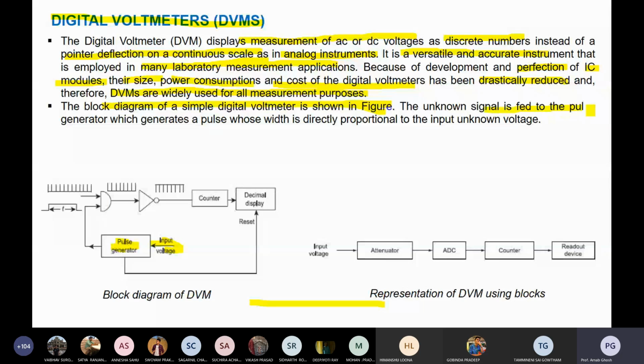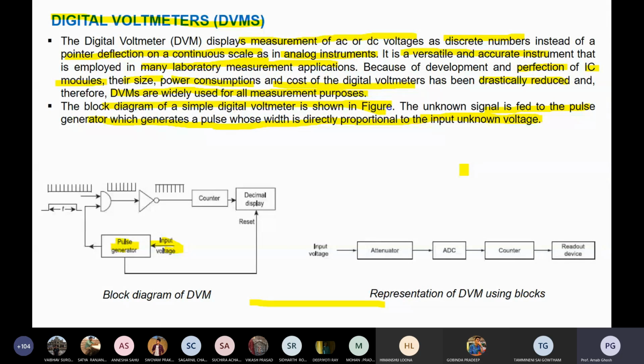The unknown signal is fed to the pulse generator, which generates a pulse whose width is directly proportional to the input unknown voltage. Here you can see that in digital meters, most of the cases they can store their data. If they are able to store their data, you can analyze those data as per your convenience when required.